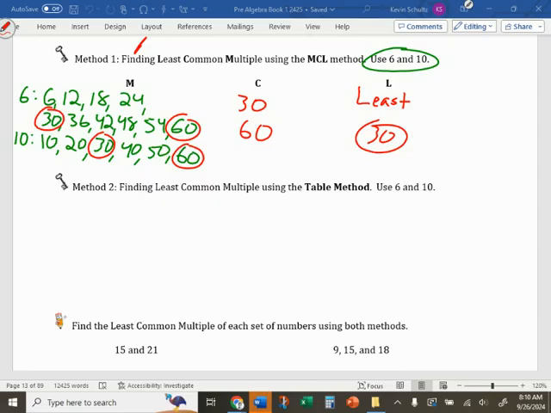The other method, similar to greatest common factor, is the table method, right? But to find the least common multiple instead.